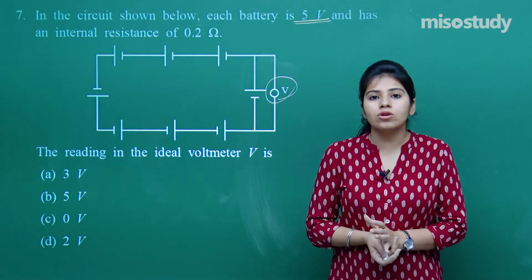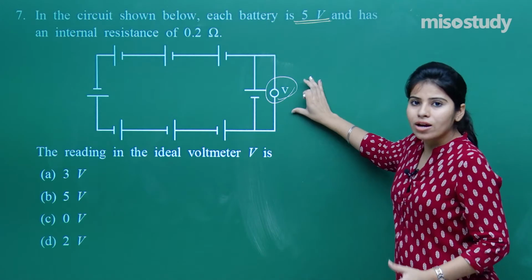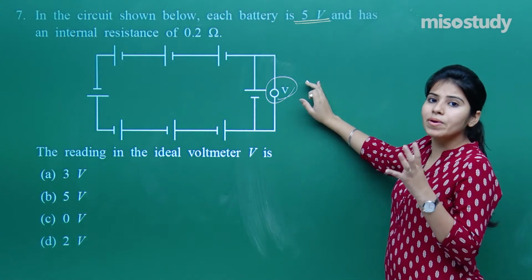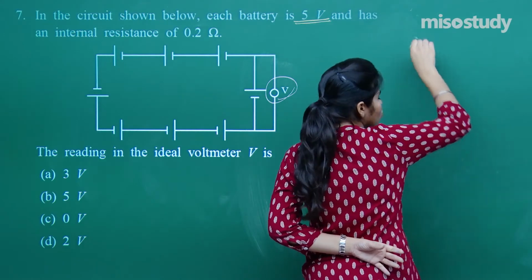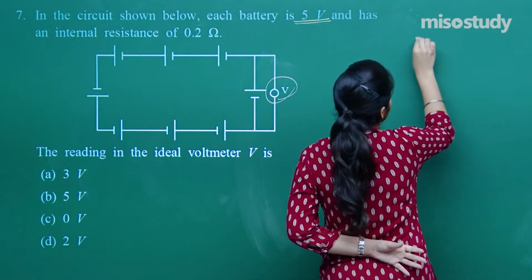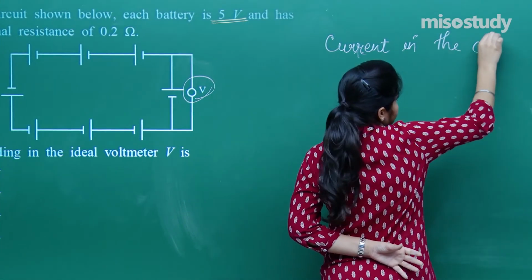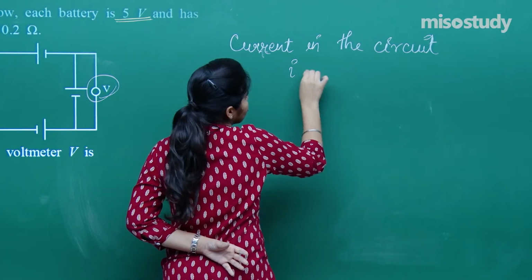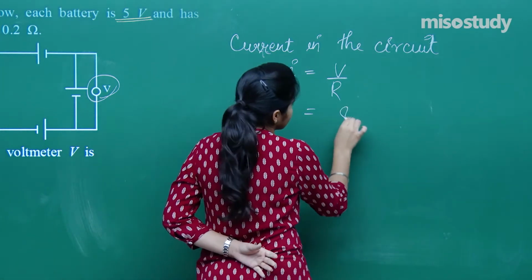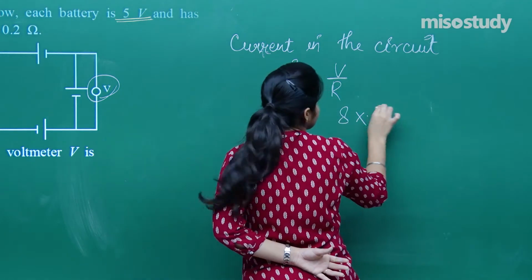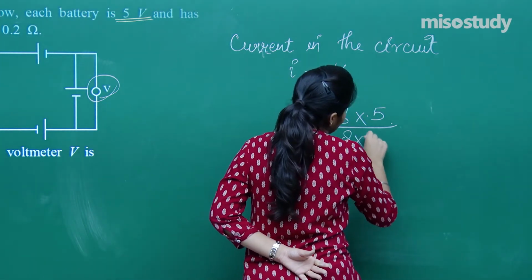First of all, to tell the reading, we should be calculating what will be the EMF in the circuit. So here we are going to find out the terminal potential difference, but before that we will be calculating the total voltage in the circuit. If I talk about the current in the circuit, I equals V upon R. Your V is the V of all the batteries, so 8 into 5 volt, into the resistance of all 8 batteries, 8 into 0.2 ohm.